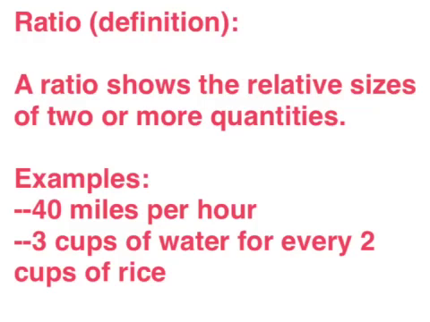So some examples of ratios are 40 miles per hour. That's a ratio. We travel 40 miles every 1 hour. We're comparing two different things, right? The number of miles we traveled and the amount of time that's passed. Another ratio could be 3 cups of water for every 2 cups of rice, comparing the amount of water to the amount of rice. Those are two quantities.